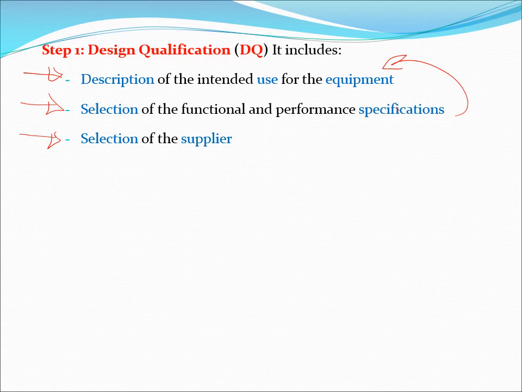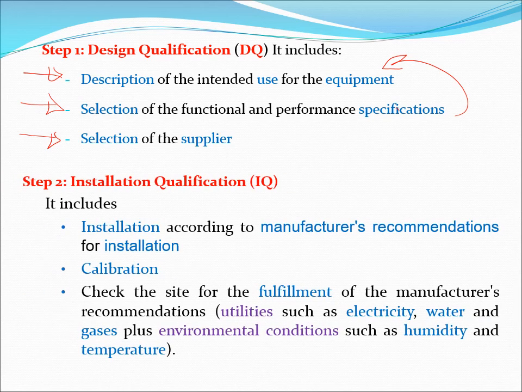For example, we need to send the required specs to different suppliers or different vendors, and then they will send you a quotation, the price and the specs that they can offer to you. So based on that, you have to select the best supplier. Second step, after receiving the tablet machine, of course, it doesn't come as it is, it comes as bits and pieces, and then it should be installed, because it is a huge machine. It should be installed after receiving it.